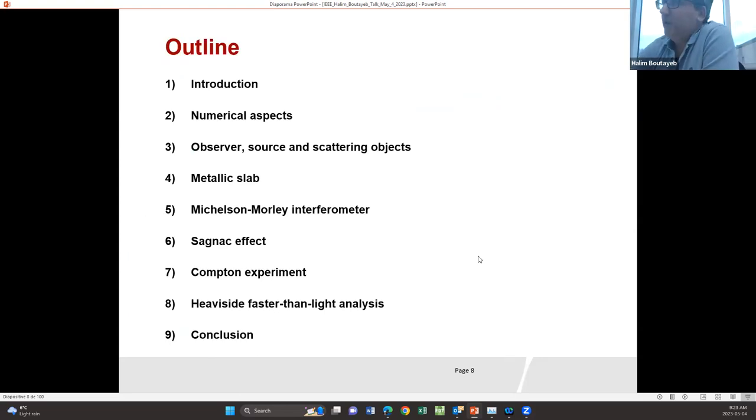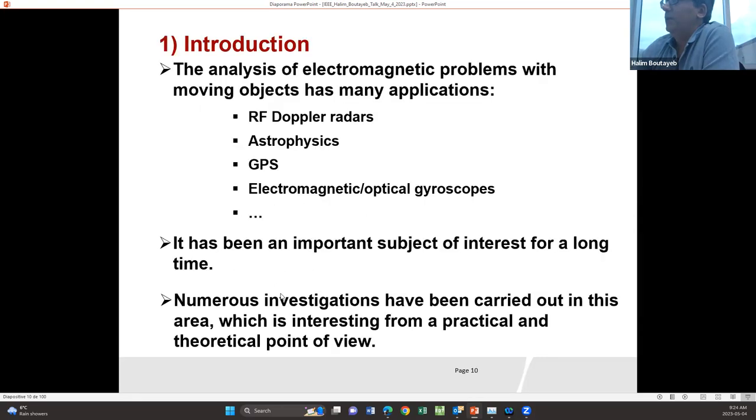So this is the outline of this presentation. First, we will have an introduction, then we talk about numerical aspects. Then we present problems with moving observer, source or sparking objects. Then we talk about the metallic slab moving, the Michelson-Morley interferometer, the Sagnac effect, Compton experiment, and Heaviside faster than light analysis. And then we will have the conclusion. So let's start with the introduction.